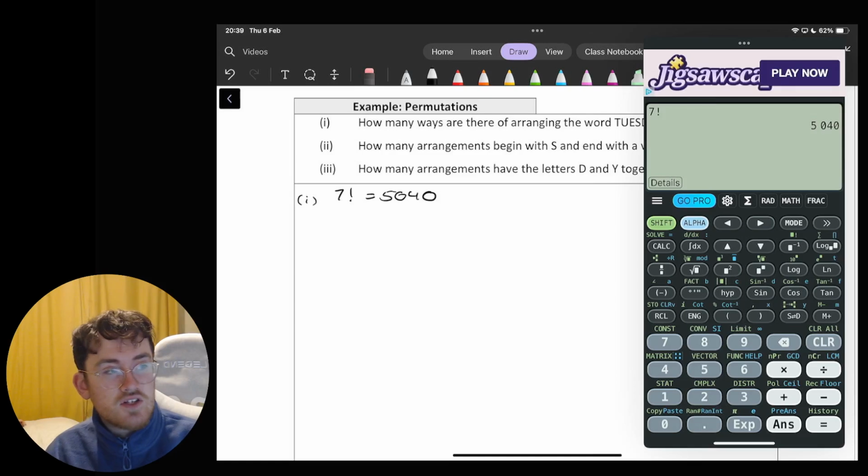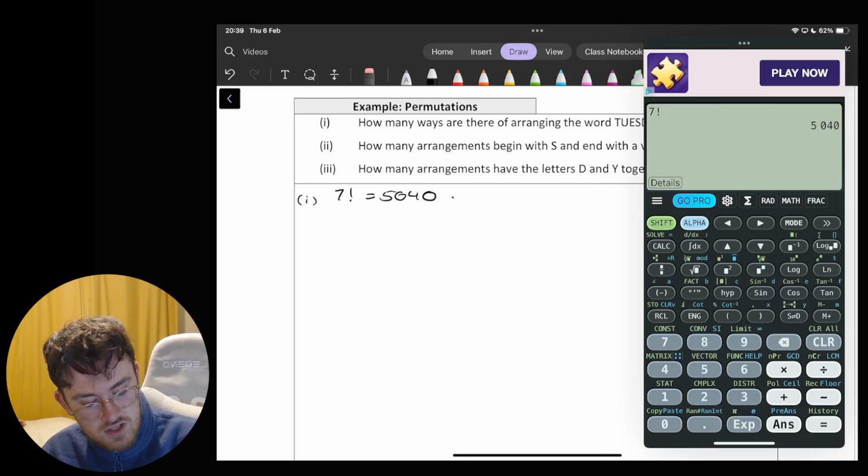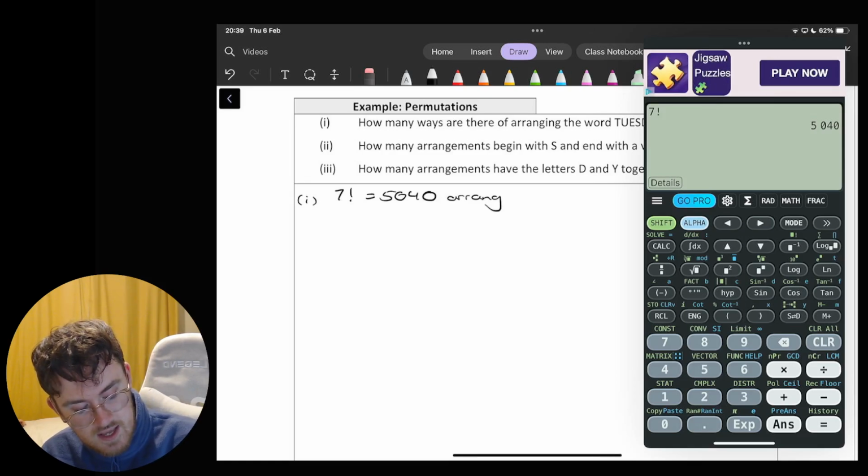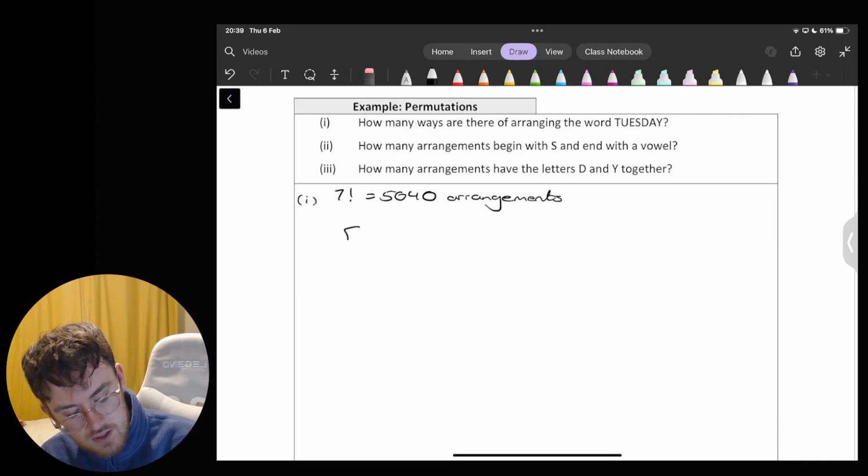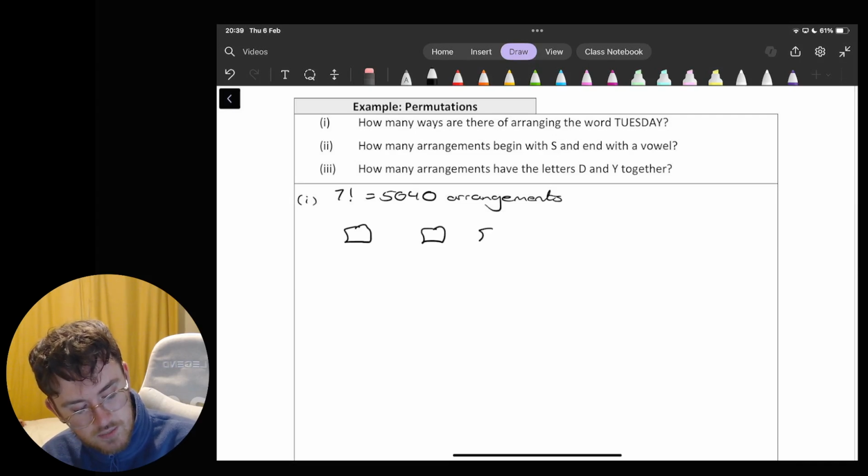5040. So there are 5040 ways of arranging the letters in the word Tuesday. How many arrangements begin with S and end with a vowel? So let's set this one out using our boxes here.